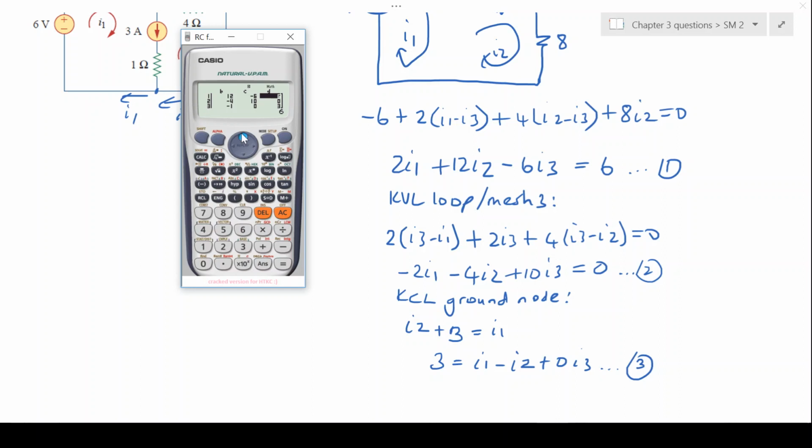Let me just double check all of those. So you've got 2, 12, minus 6, and 6. You've got minus 2, minus 4, 10, and 0. And you've got 1, minus 1, 0, and 3.